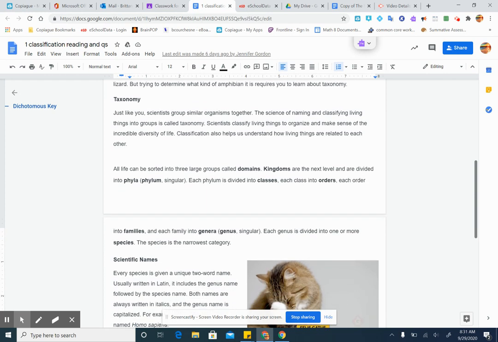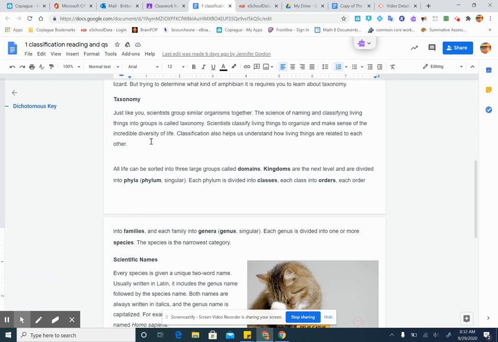Taxonomy. Just like you, scientists group similar organisms together. The science of naming and classifying living things into groups is called taxonomy. Scientists classify living things to organize and make sense of the incredible diversity of life. Classification also helps us understand how living things are related to each other. All life can be sorted into 3 large groups called domains.